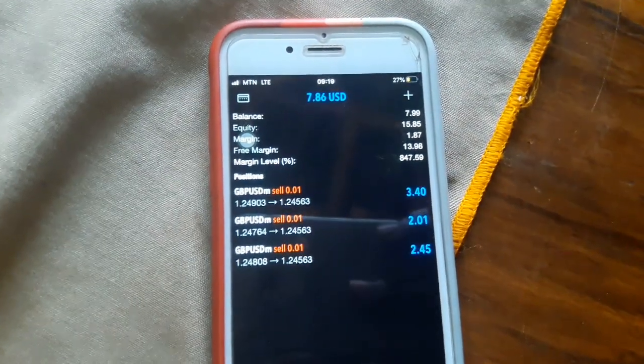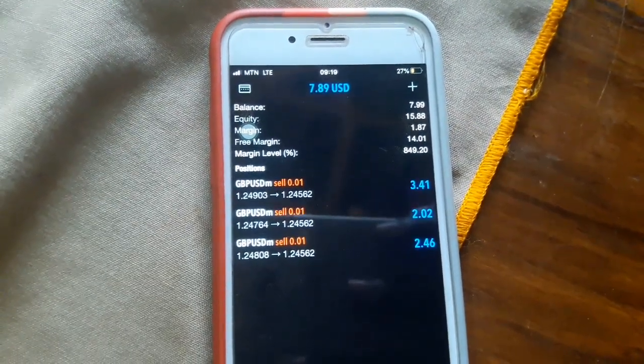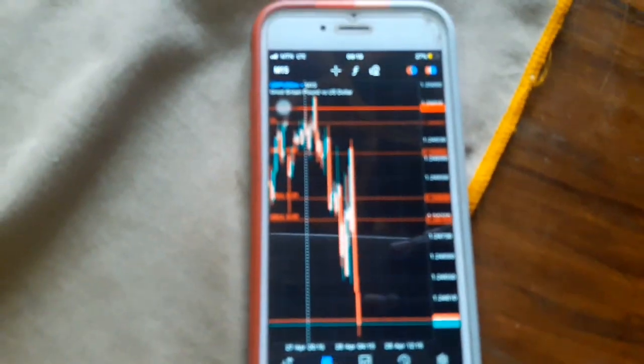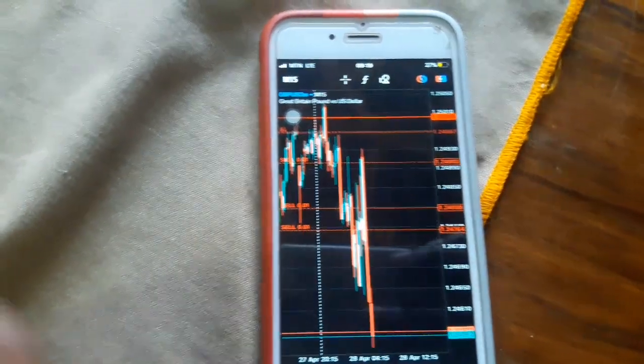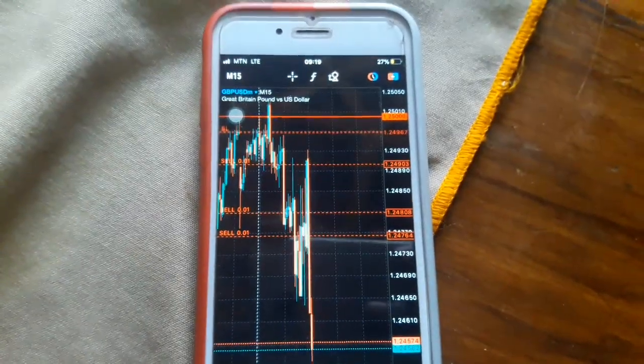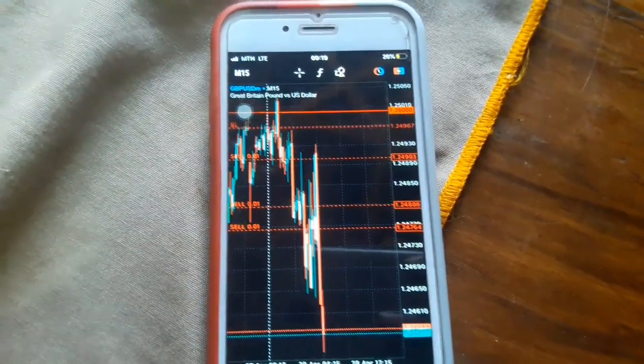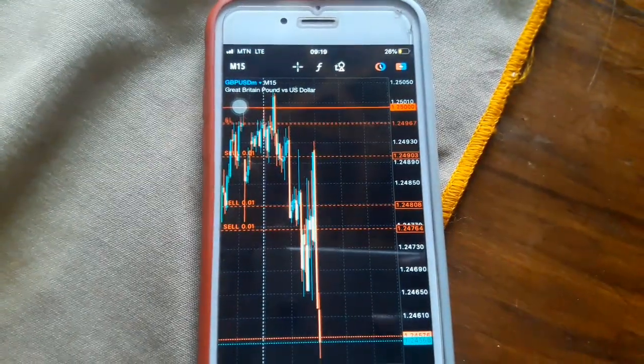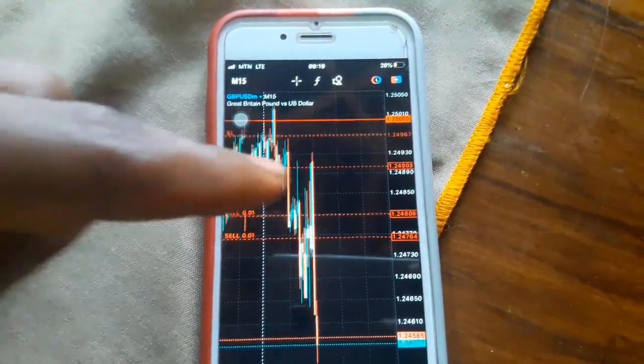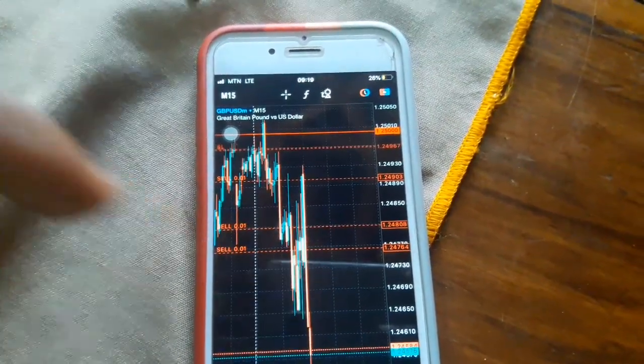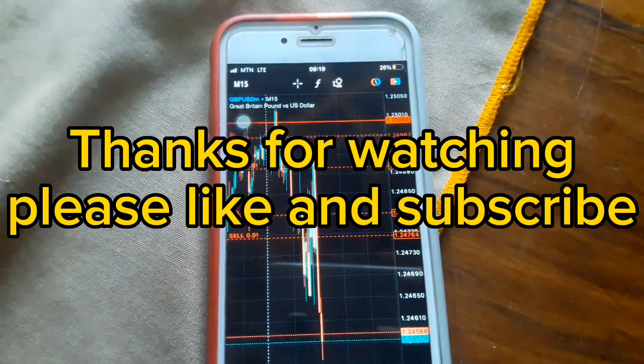I flipped this account from $7 to $15, and it's still moving guys. It's still pushing aggressively. This is how I take my trades sometimes, and this is how I flip my accounts. So this is it guys. I'll just go ahead and secure all my entries and just watch the market run risk free.